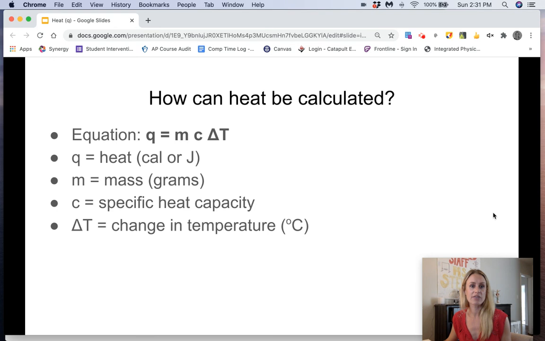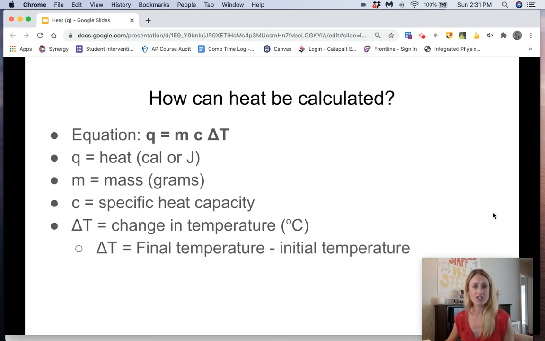And then ΔT, of course, is our change in temperature. And I did put that it's in degrees Celsius, but sometimes it is in Kelvin as well. You just have to, again, look at what the specific heat capacity unit is. So remember that delta means change. That's the final temperature minus the initial temperature.